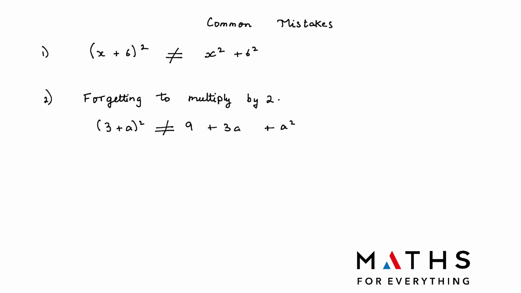The third mistake is the sign mistake. If you have (a + b)², no matter what your a and your b are, all your terms are going to be positive. If you have (a − b)², the second term when you multiply by 2 is always going to be negative, and the other two terms are going to be positive. I hope this lesson has helped you to understand how to expand brackets with power 2, and you now feel much more confident solving these equations.